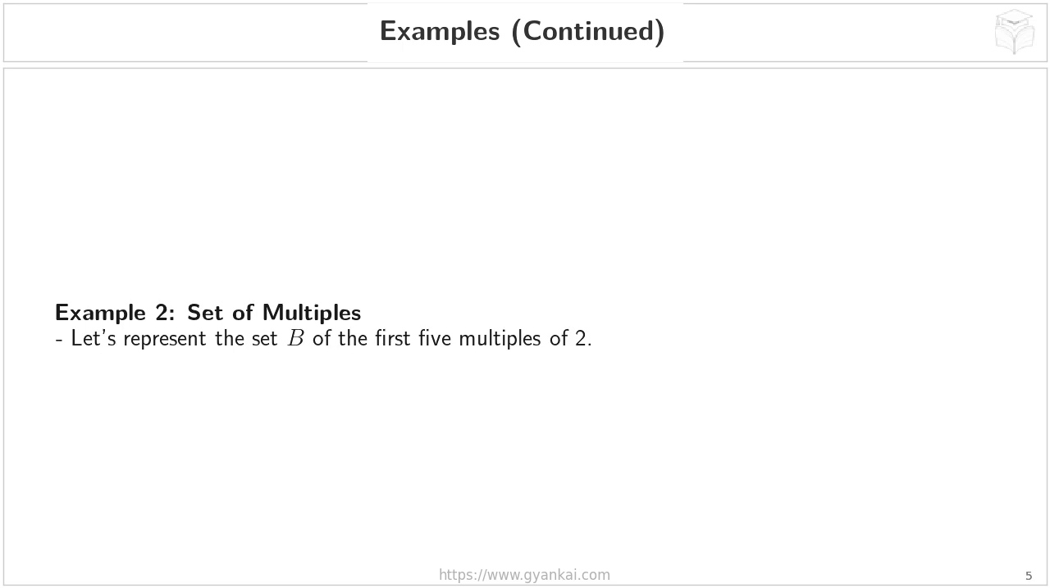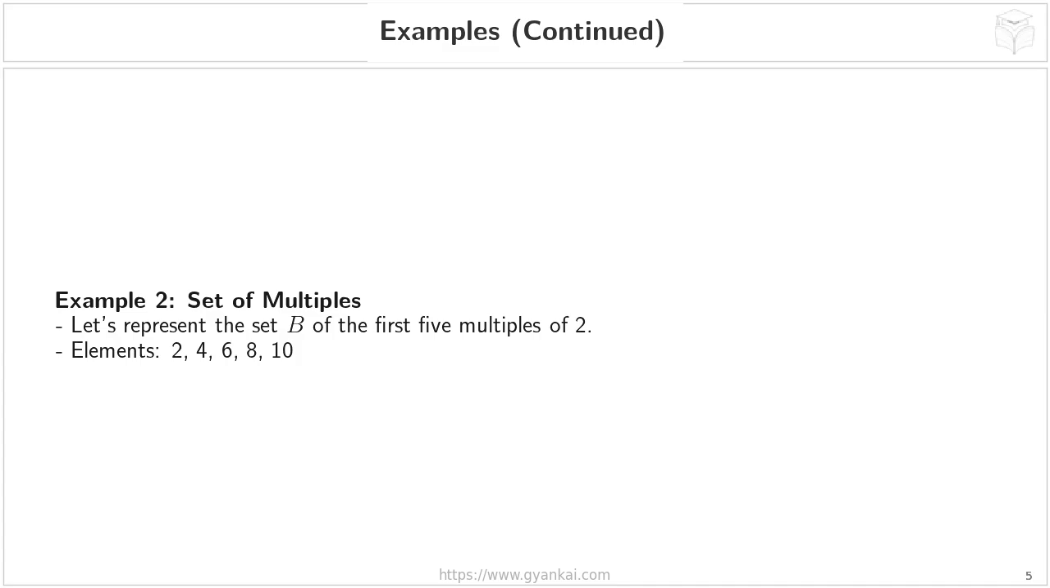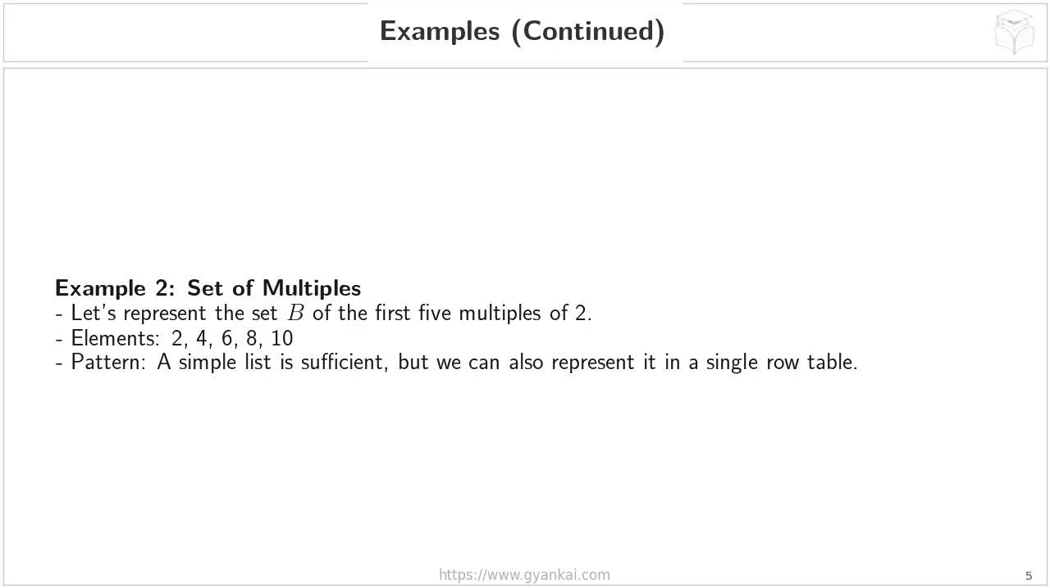Here, we want to represent the set B, which consists of the first 5 multiples of 2. So the elements of this set are 2, 4, 6, 8, and 10. Notice that these are simply the first 5 numbers you get when you multiply 2 by 1, 2, 3, 4, and 5 respectively. The pattern here is quite straightforward. It's just a sequence of numbers.